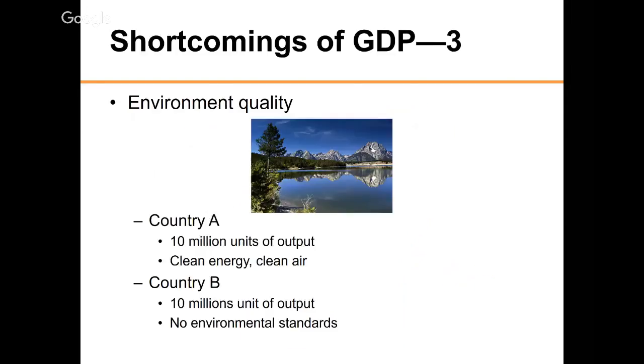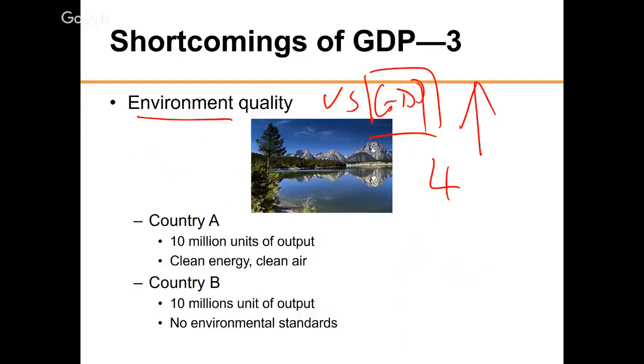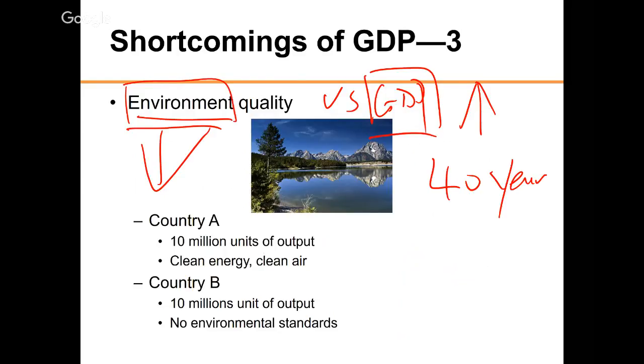Okay. And the second, GDP doesn't measure the air quality or any type of environmental quality in the economy. Sometimes there's a huge trade-off between environment and GDP. Which one do you want to have more? Now, look at China or India. For those two countries, GDP has been growing tremendously in the last 40 years. But what is also happening in those two countries is that the quality of the environment has been going down tremendously in the last 40 years.